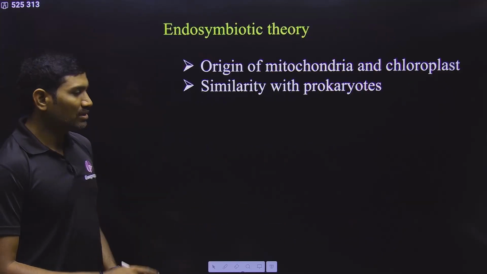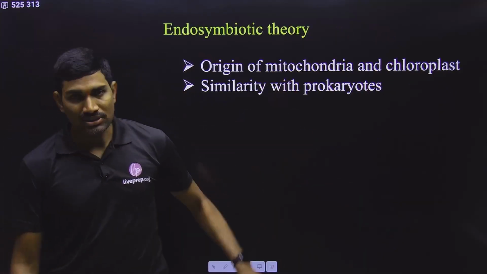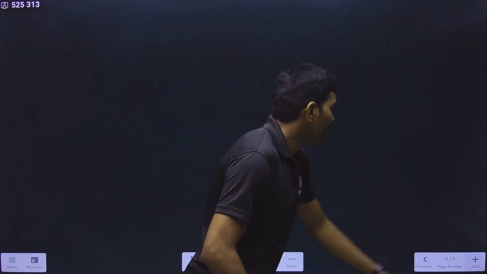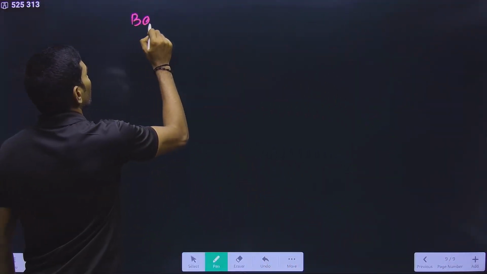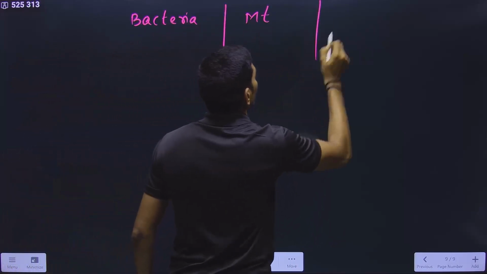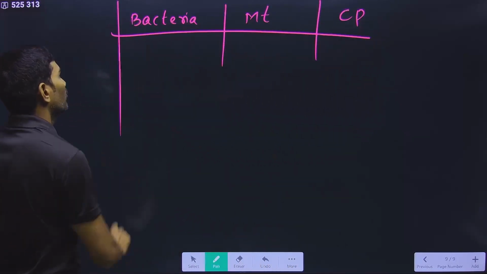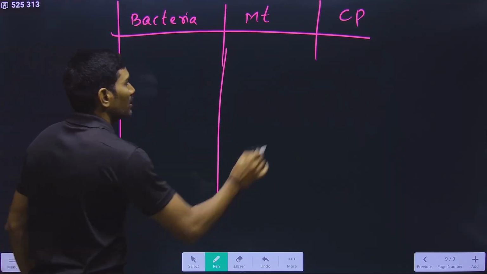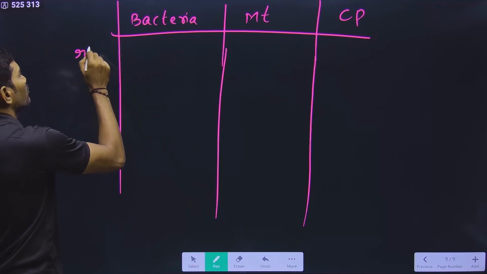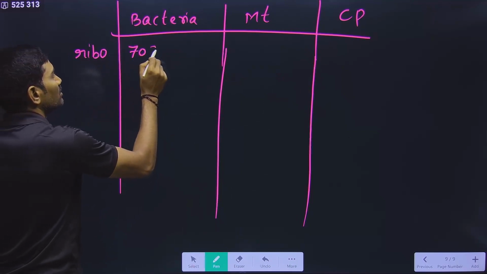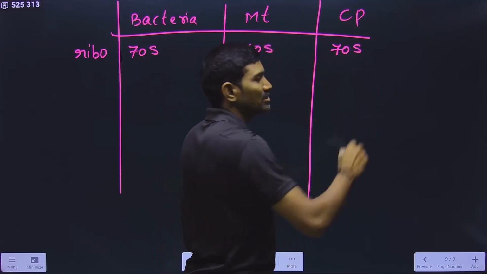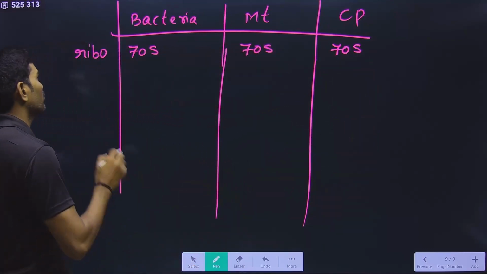And here you need to understand before going further. First I will give some relationship between bacteria, mitochondria and chloroplast. Then we will go with the endosymbiotic theory. If you observe all these three, what is the type of ribosomes in bacteria? 70S. Mitochondria also have 70S. Chloroplast also has 70S type of ribosomes.